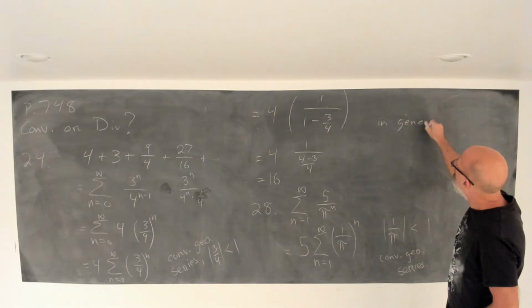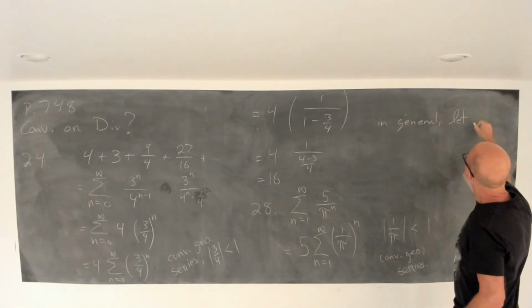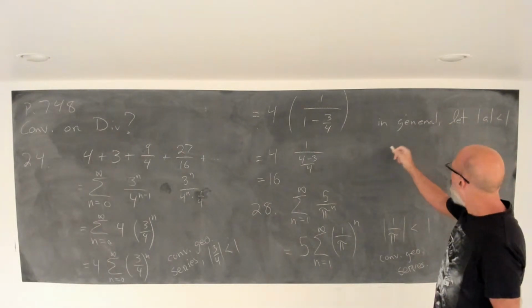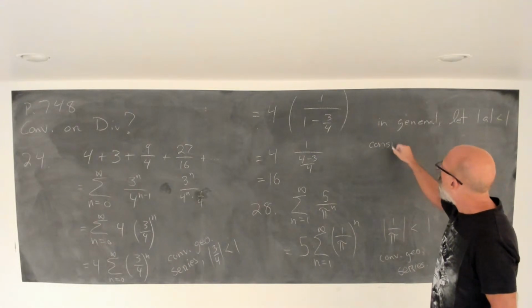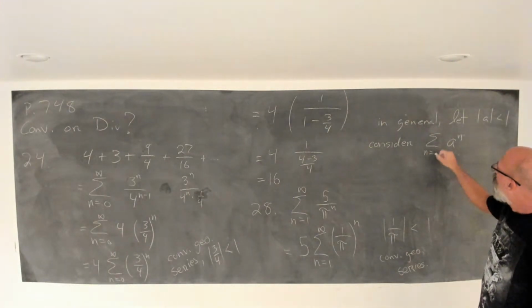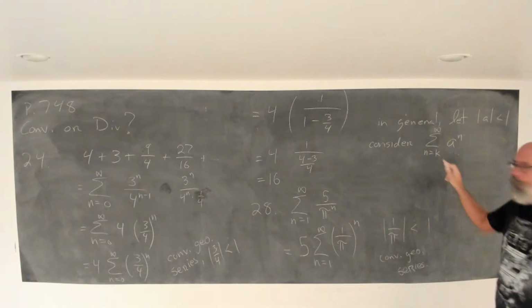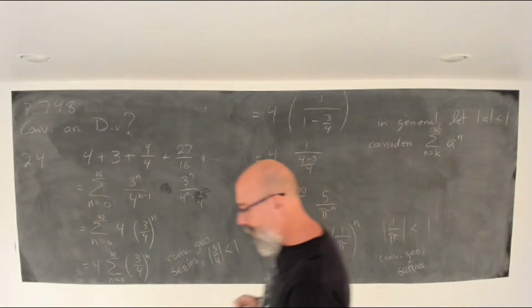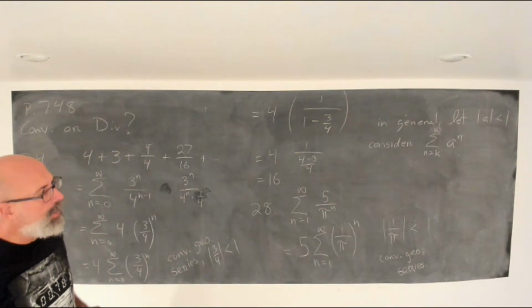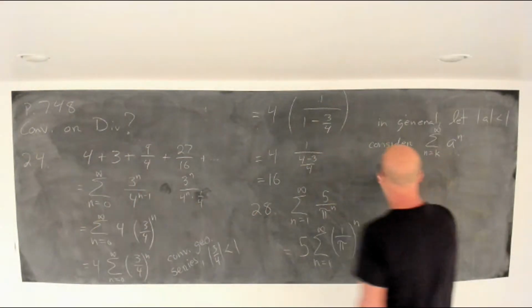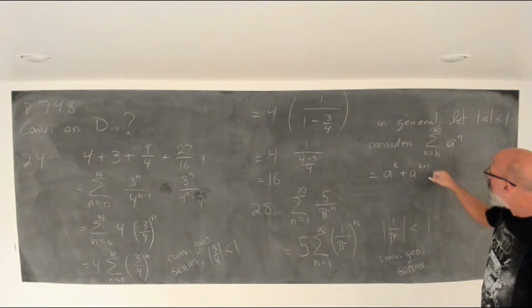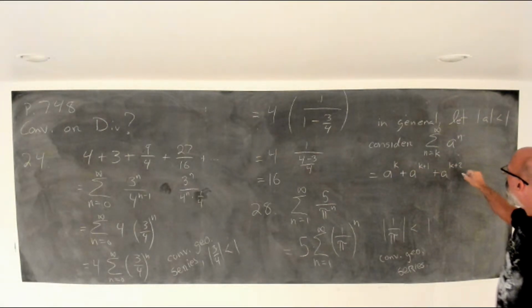In general, if you take a to be less than 1 and consider the series a to the n, where n starts at k, we have a result when k is 0. But let's get a result for any value of k. What is this? This is a to the k plus a to the k plus 1 plus a to the k plus 2, and so on.